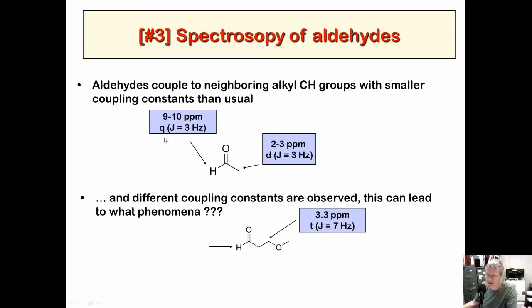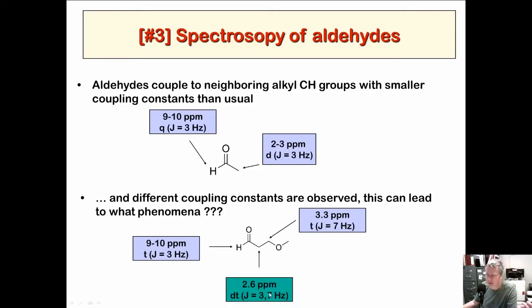Looking at the top as a guide, you'll say, oh yeah, it's probably small. And you're right. So 9 to 10-ish, triplet, J equals 3. All right, everything's cool, right? So now this one is the weird one, because it sees a doublet next door with a small J value, because it's 3 Hertz, and it sees a triplet on the other side, because there's 2 protons, with a big J value. So what do we get? A doublet of triplets. J equals 3 and 7.